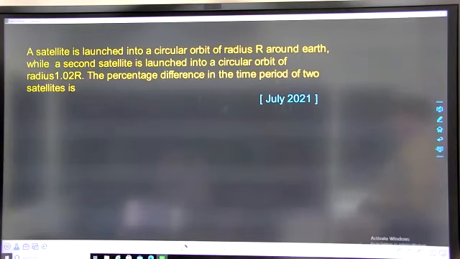A satellite is launched into a circular orbit of radius r around the Earth, while a second satellite is launched into a circular orbit of radius 1.02 r. Then the percentage difference in the time period of the two satellites. They are asking just the percentage only.